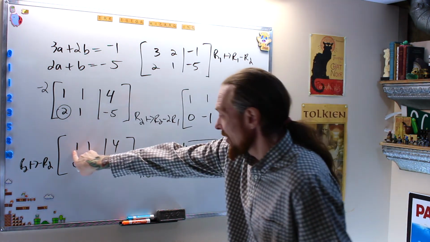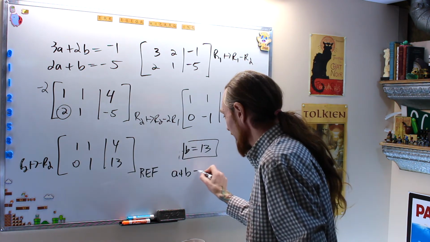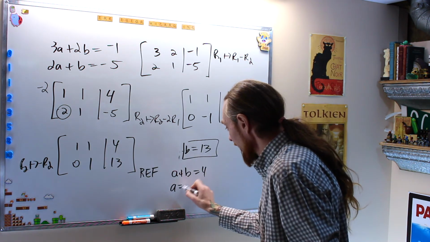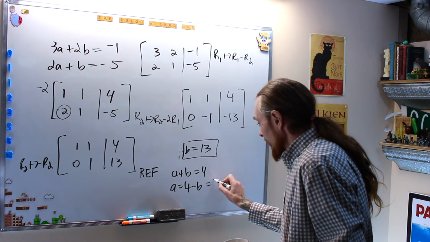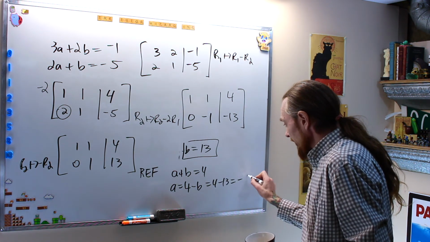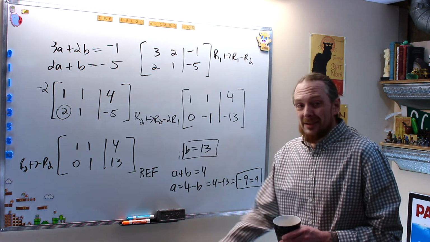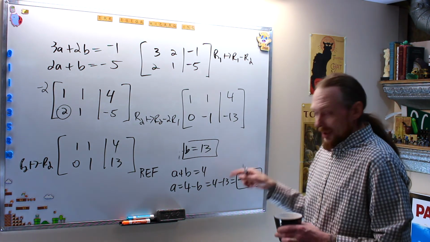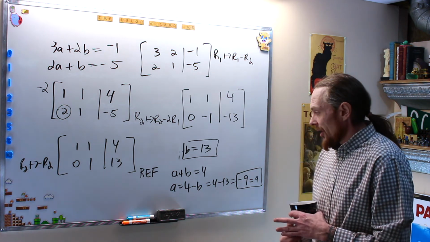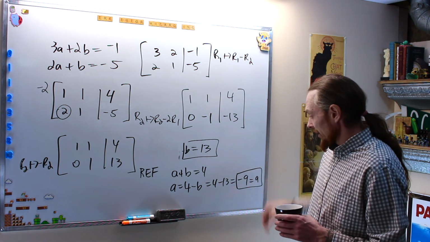And then what does this equation tell me? That says a plus b equals 4, or a is 4 minus b, which is 4 minus 13, which is negative 9. So the unique solution, the a and the b that will work to make this function continuous everywhere, are b is 13 and a is negative 9.